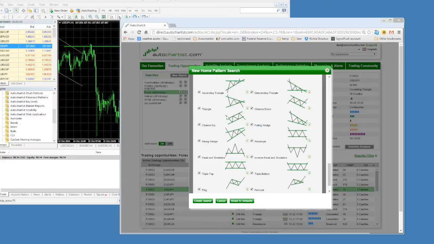Okay, so for example, if looking at channel up, let me quickly get a pen. If you're looking at channel up and rising wedge, right? Those are very, very similar in nature. In both cases, the trend lines are sloping upwards. It's just that in the channel's case, the trend lines are parallel. In the rising wedge, the trend lines are converging, and a similar thing happens with the channel downs and the falling wedges.